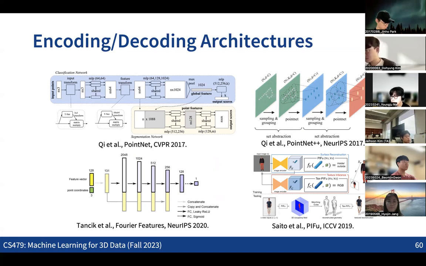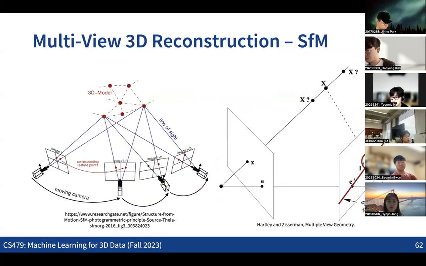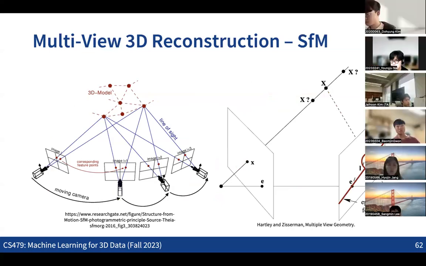And today we also discussed the rotation-equivariant architectures, transforming the PointNet into equivariant neurons. And then we started discussing some ideas for 3D reconstruction. The beginning was basically how we can reconstruct 3D things from multi-view images. This was the classical idea of applying structure from motion using epipolar geometry that we discussed in the previous lectures.